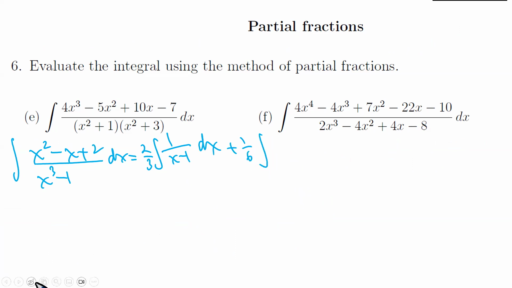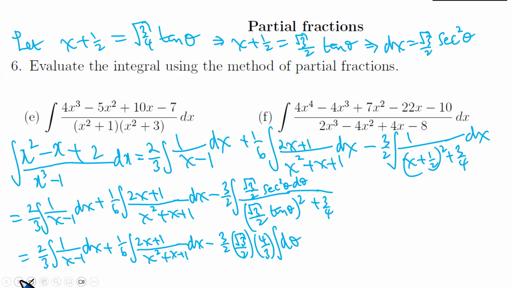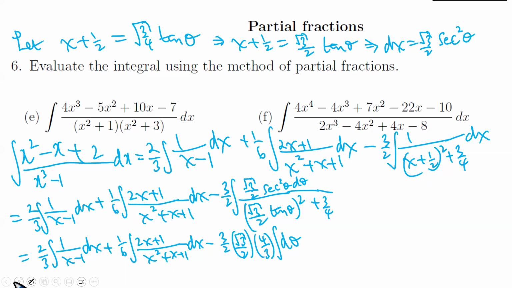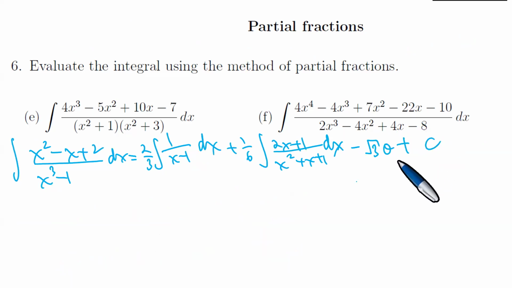Plus 1 over 6, the integral of 2x plus 1 over... dx, minus, okay, the 2 times 2 is 4, it cancels, and the 3 cancels, leaving us with minus the square root of 3. Minus the square root of 3. Okay, let's check now. Minus square root of 3, and then you have the integral of d theta, which is exactly theta plus c.